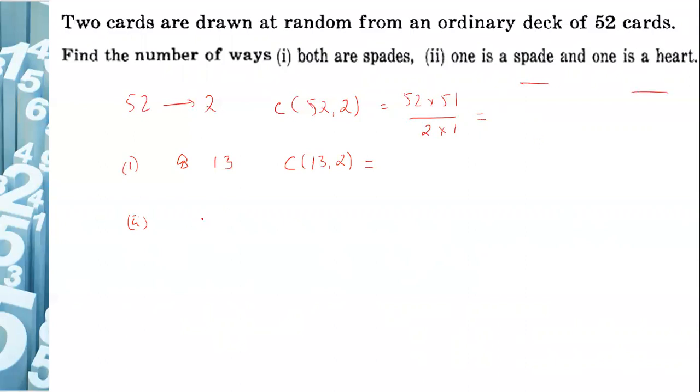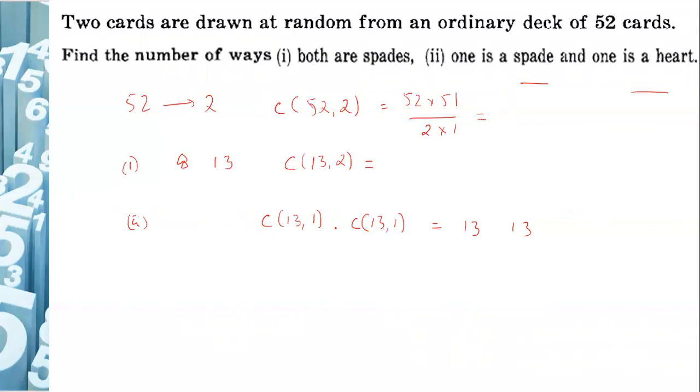One spade card from 13 can be selected in C of 13 comma 1 ways, and one heart card can be selected from 13, because heart cards are also 13. So C of 13 comma 1 ways. Recollect that this is the selection of 1, so you will get 13 only. Here also 13, C of 13 comma 1 is 13.